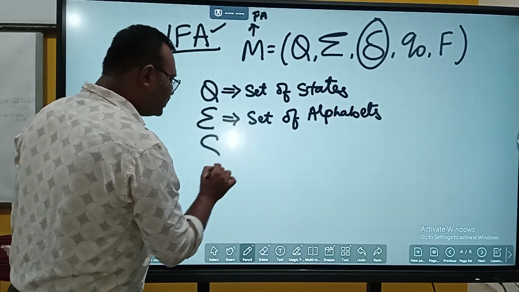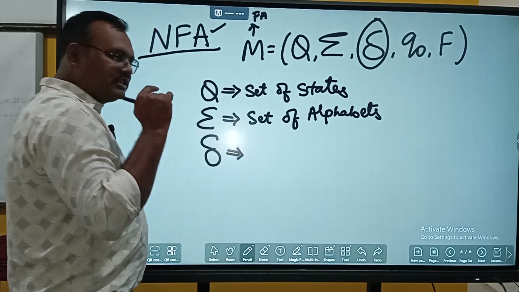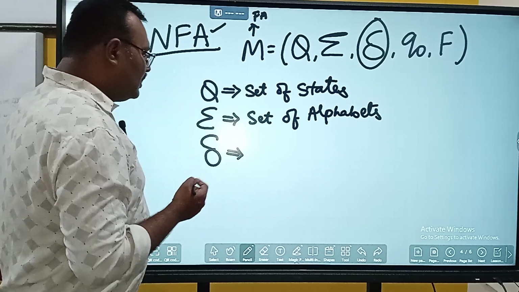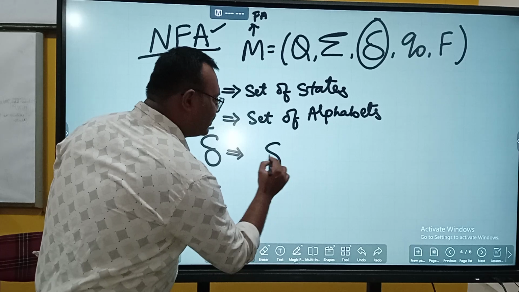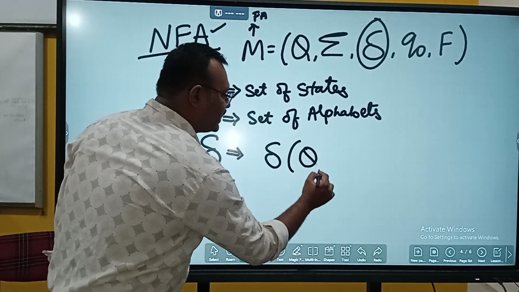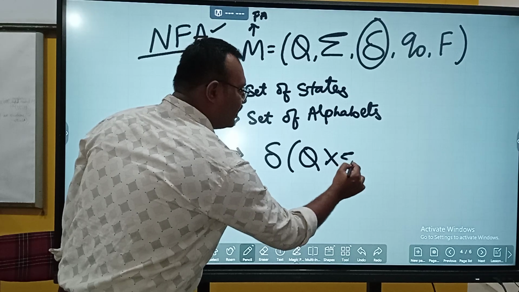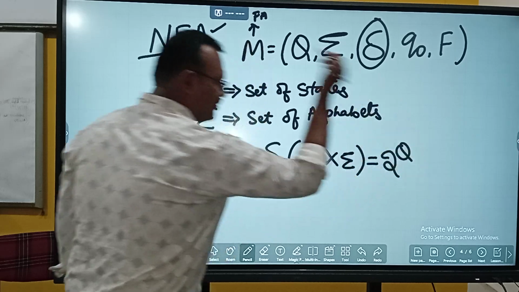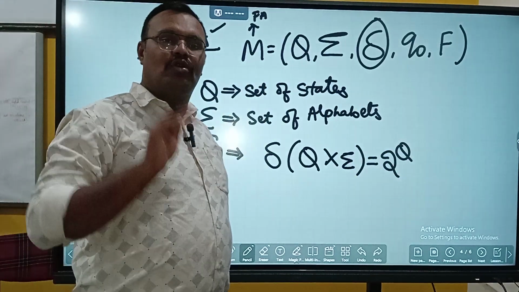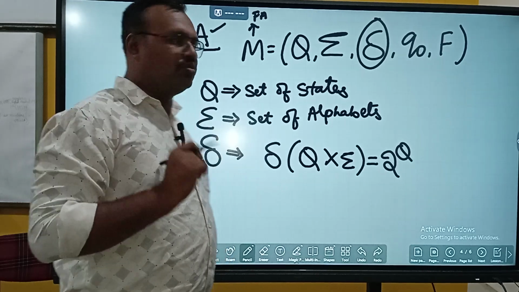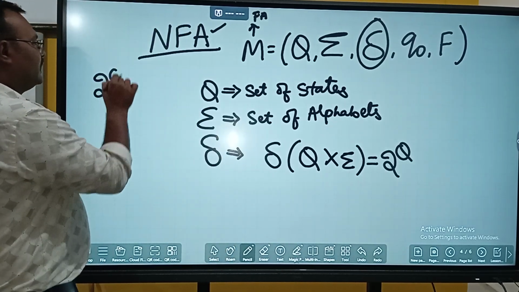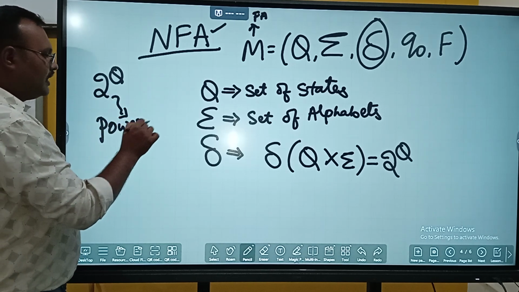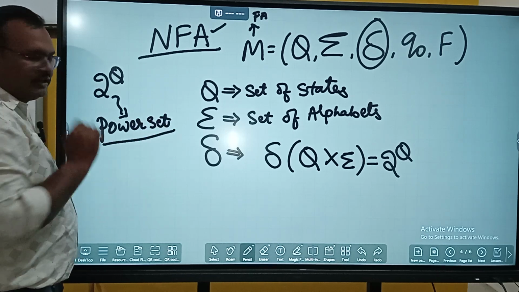Then the transition is very important because this is the place where it is going to differ from DFA to NFA. That is, a transition on any state over an alphabet is going to give you 2 to the power Q. In DFA, the result will be only Q, but here it is 2 to the power Q. What is 2 to the power Q? It is nothing but the power set. We will see what this power set is in a few minutes.